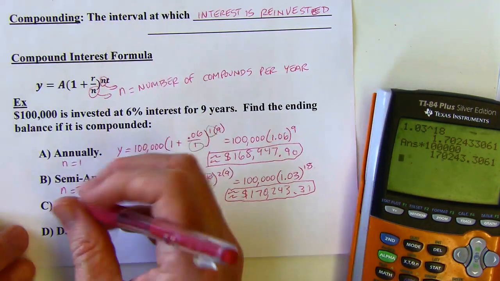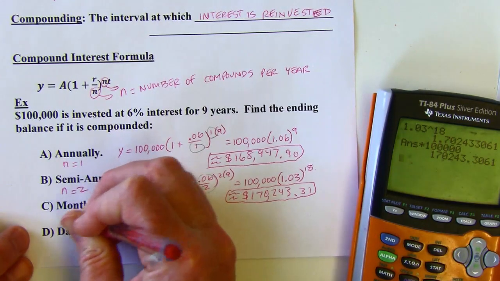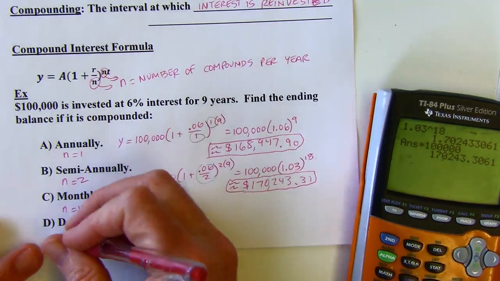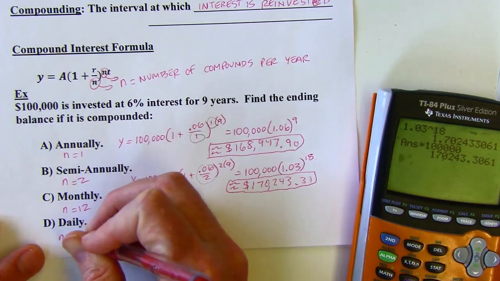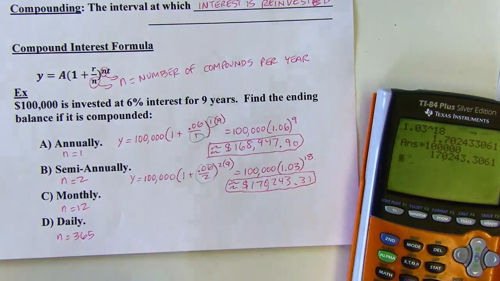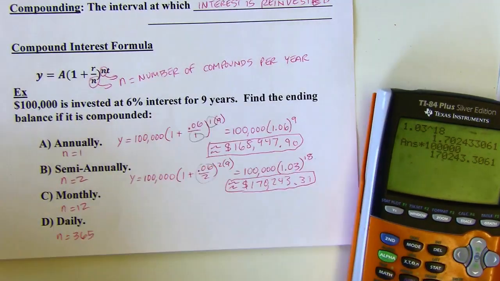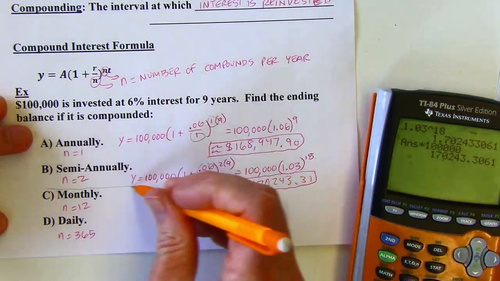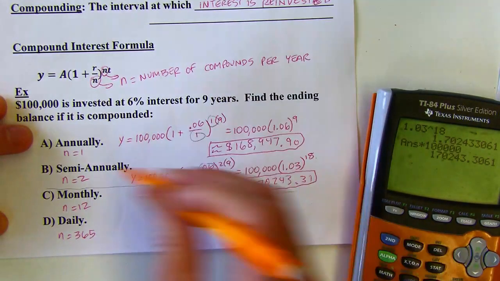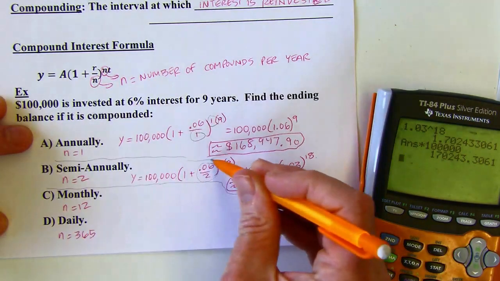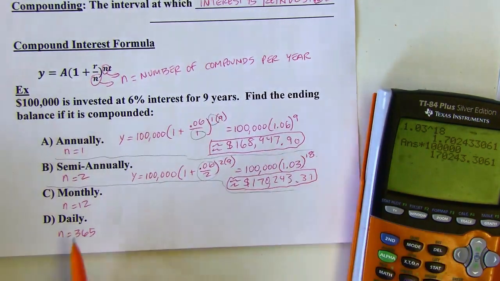All right, monthly means 12 months in a year, so we're going to be compounding 12 times per year. And daily, if it's not a leap year, we're going to be looking at 365. Let's assume for all problems that we do that it's not a leap year, so we can just go with 365. I guess really we should do 365.25 if we wanted to account for leap year.